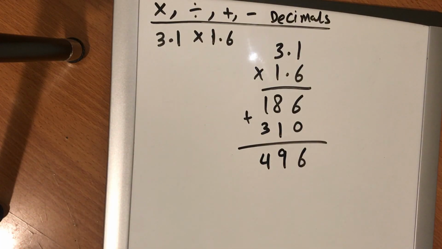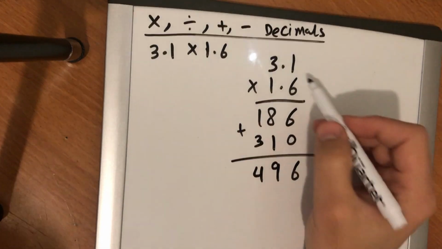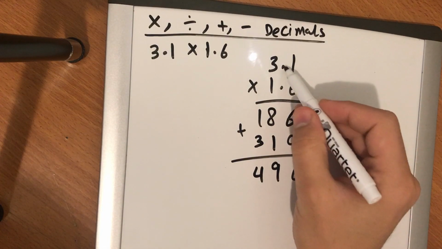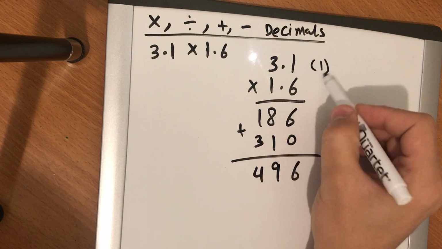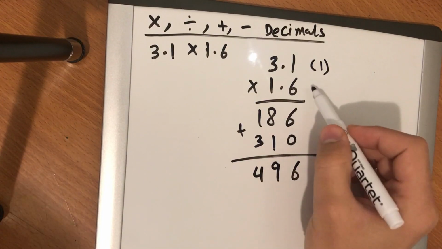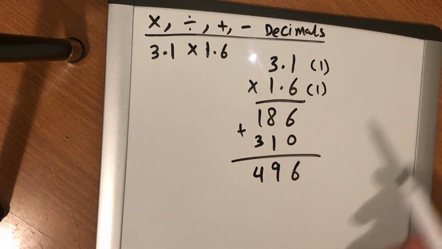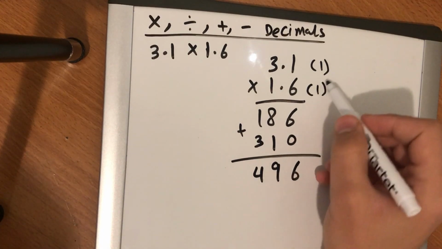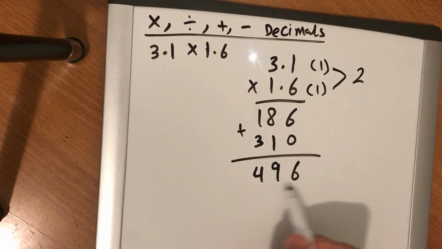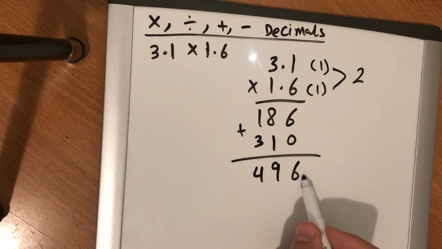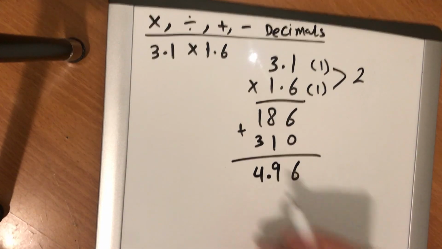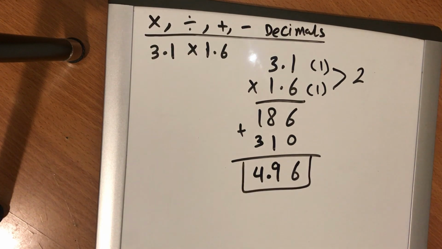Now, where should I place my decimal? Here's what happens. There is only one digit in front of the decimal here, and in front of this decimal, I also have just one digit. Add these places. 1 plus 1 gives you a 2. Go down to your answer and count from the right hand side 1, 2, and place your decimal. And that is your answer.